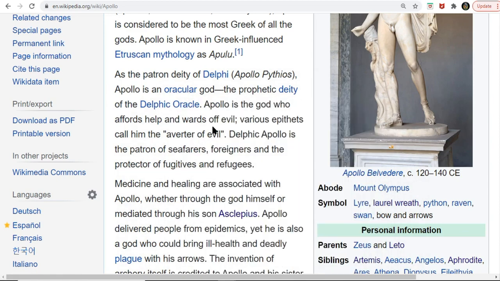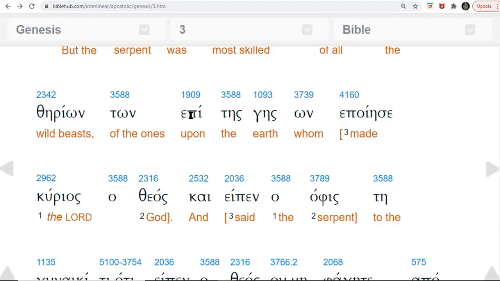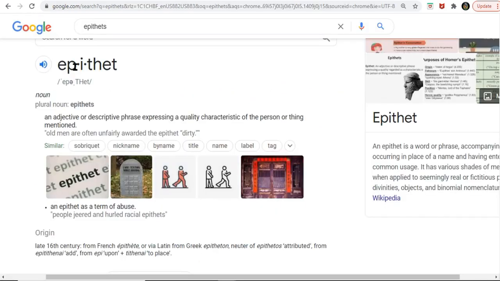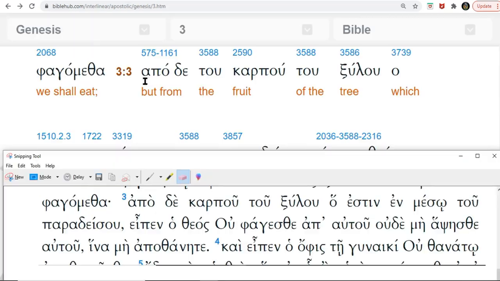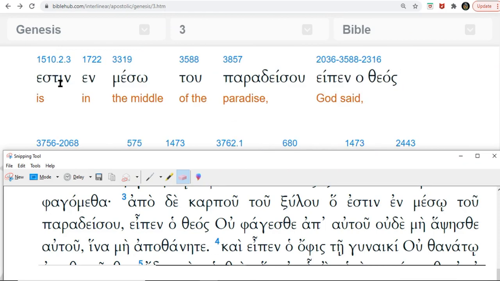The prophetic deity. And Apollo is the god who affords help and wards off evil, with various epithets. And you see where that word comes from, the pithos. An epithet, an adjective or descriptive phrase expressing a quality or characteristic of the person or thing mentioned.